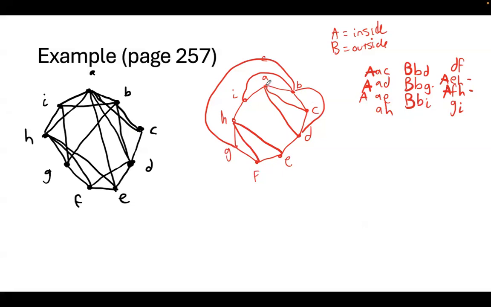So BI, we couldn't do AH outside with that. So AH has got to go inside. So all the A's are done. And then DF can't go inside because that would cross the EH line. So DF should go outside. That's B. And then we've only got one left, GI, and it can't go inside because it will cross all 3 of those. So we put it outside.